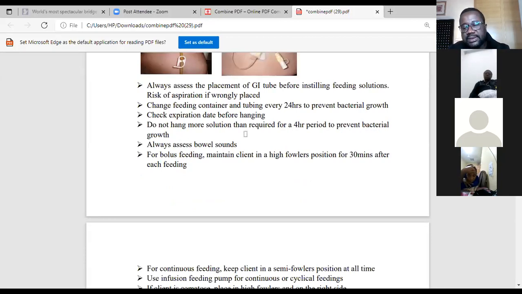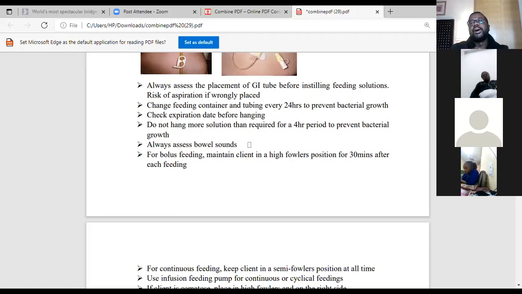Even if there's feeding inside, you have to discard it and change, get a new feeding bag and hang it there. Don't keep it there. It's room for bacterial growth. So you check the expiration date of the feeding tube before hanging. Do not hang more than required.